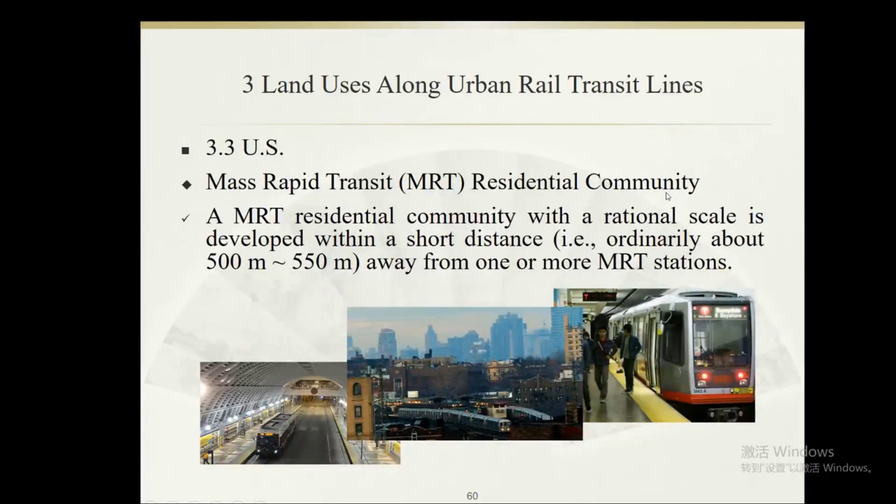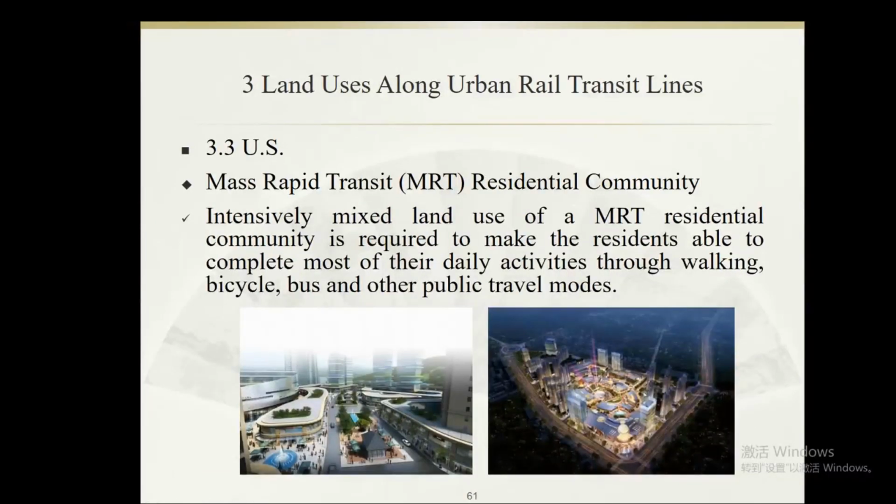An MRT residential community with a rational scale is developed within a short distance, usually 500 to 550 meters away from one or more MRT stations, including the metro station and BRT station. Okay? This is also a very sustainable idea for community construction. Intensive land use of an MRT residential community makes residents able to complete most of their daily activities through walking, bicycle, bus, and other public transport modes.